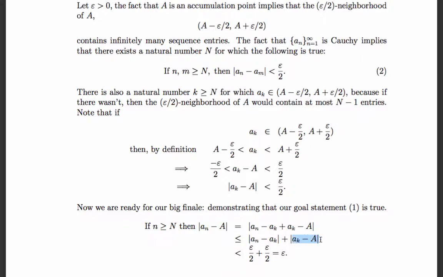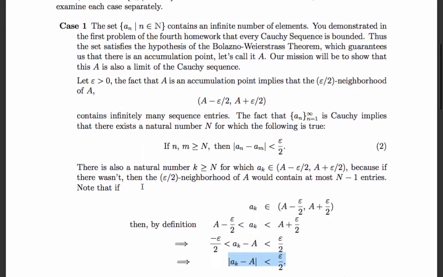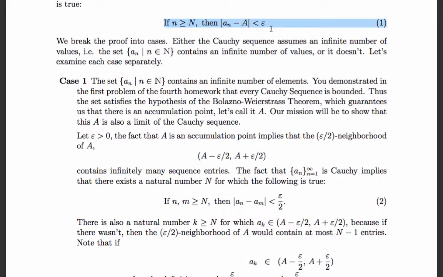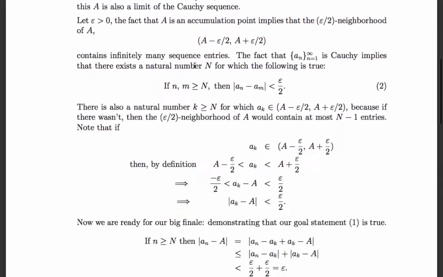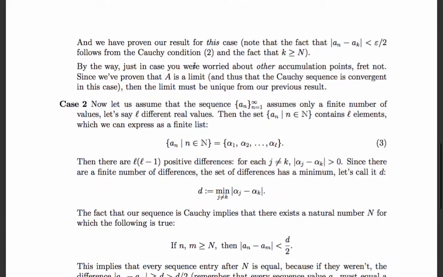And of course, this term here, from right above us, is also less than epsilon over 2. And half an epsilon plus half an epsilon is a full entire epsilon. Okay, we have just shown that our goal statement 1 is true. So we've proven our result for this case, right? Remember, the particular case where my Cauchy sequence assumes an infinite number of values.